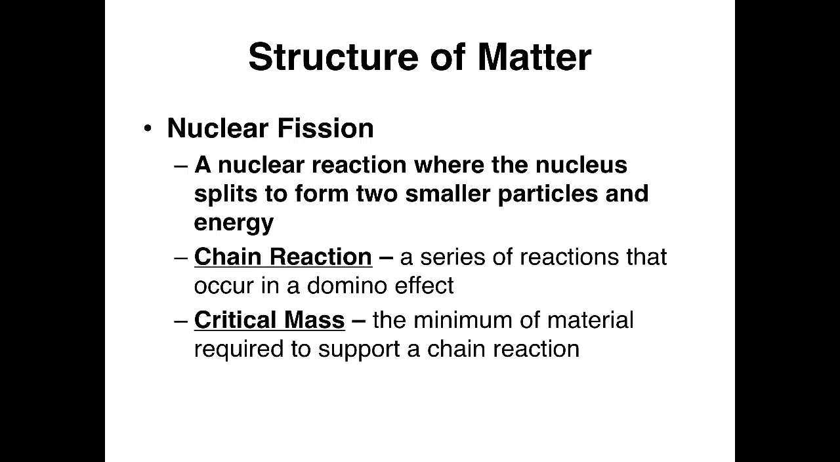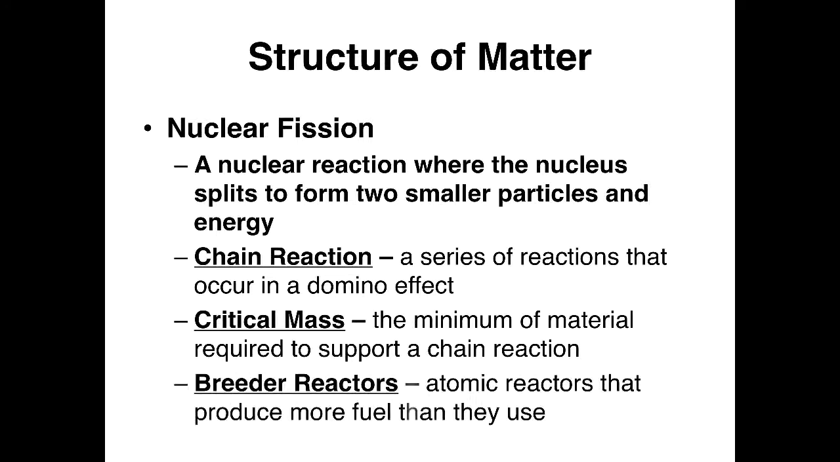The critical mass is defined as the minimum amount of material that's required to support a chain reaction. And breeder reactors are atomic reactors that produce more atomic fuel than they use. And the way they do this is the particles that they emit from one type of fuel produce a new type of fuel, and they actually produce more fuel than they consume.